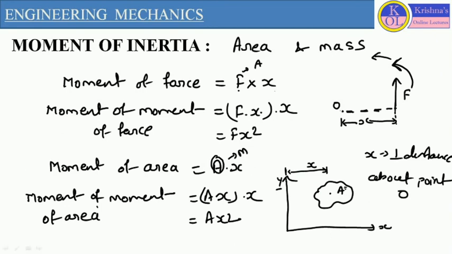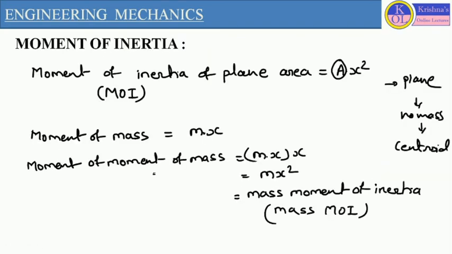So here we have to replace this area. Here let us consider the mass of the plane or mass of the body as m. So moment of mass will be mx square. It is also called mass moment of inertia or mass MOI. MOI is nothing, it is representing the moment of inertia.